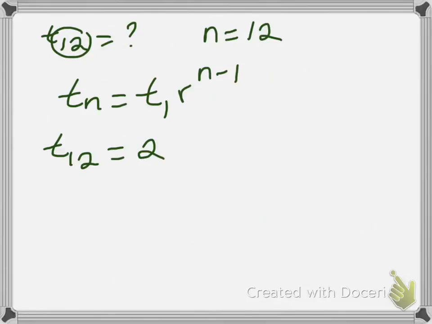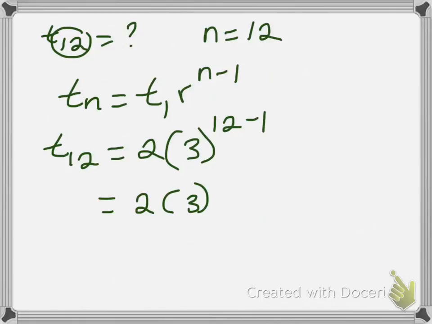times 2, which is what we found in our sequence as the first term, times our common ratio, which we did find, to the power of 12 minus 1. And then let's not forget, the order of operations is extremely important anytime we're doing these. So our t sub 12 equals, it's not 2 times 3, we're not going to take 6 to the power of 11. We're going to take 3 to the power of 11, times 2, which gives us 354,294.